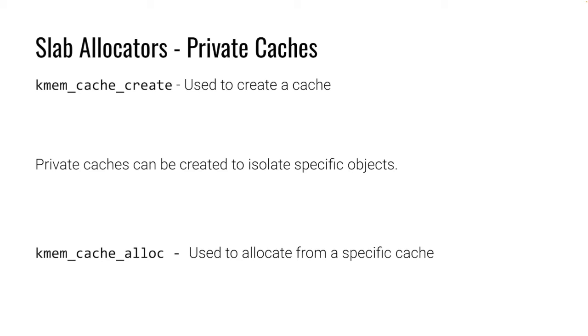Now, in order to allocate from a specific cache, you use the kmem_cache_alloc function. This allows you to specify the cache from which you are obtaining an object. Since caches have a known size, you actually do not specify the size of the object you are trying to obtain because it's already defined by the cache itself.